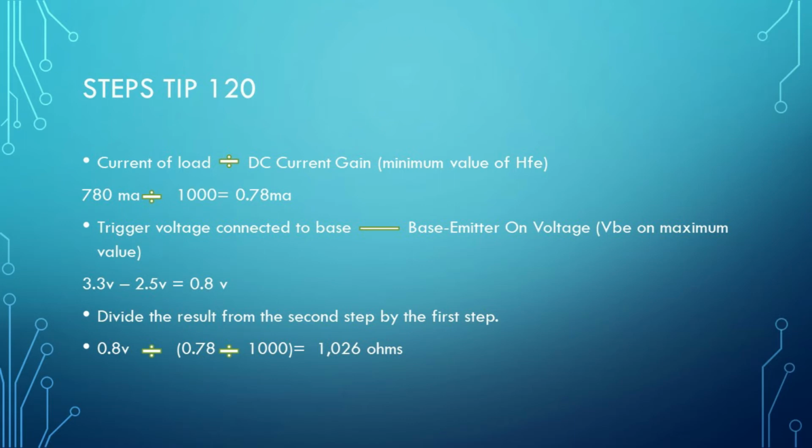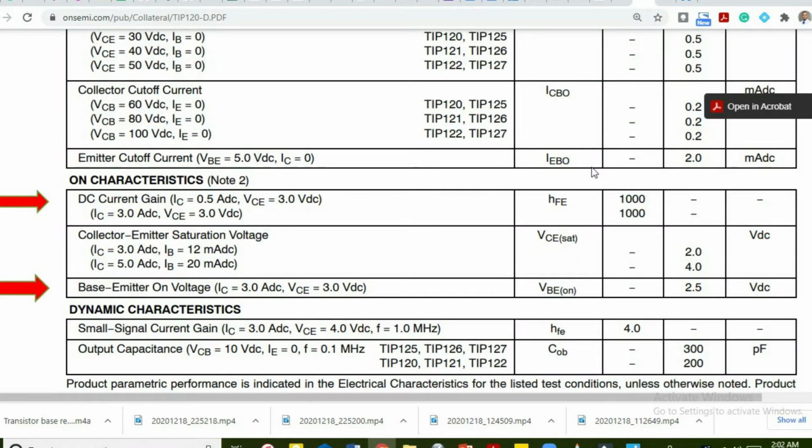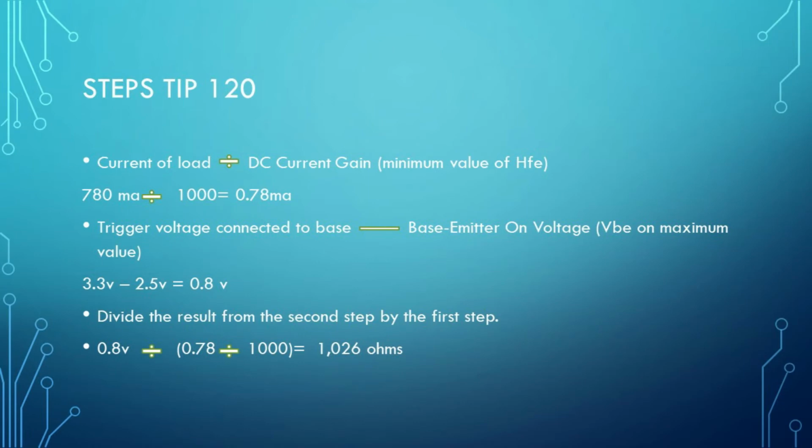Perhaps I want to power an LED strip, which might be about 780 milliamp. That means I'll be dividing 780 milliamp by 1000. The hFE, that's the DC current gain of the TIP120, is about 1000, once you find that on the data sheet. So dividing 780 milliamp by 1000 should give me, no brainer, 0.78.